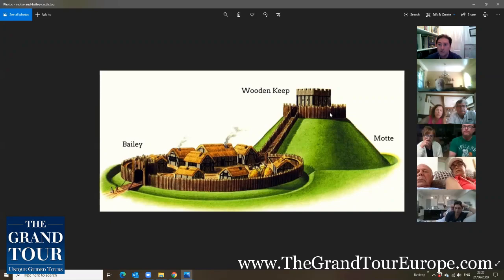So just to answer the question about who built it, how much it cost, and how fast, I'm going to answer it in the next couple of minutes, but just bear with me. And then at the bottom, the bailey had the stables, the workshops, the main hall, and everything that they needed.